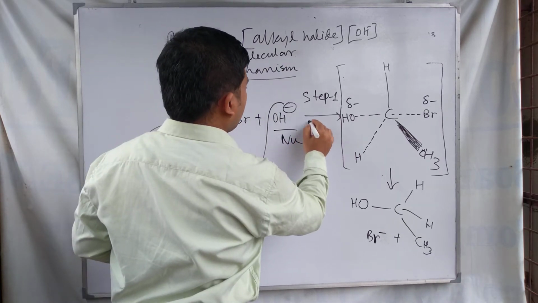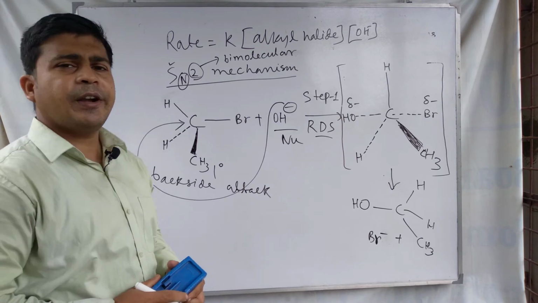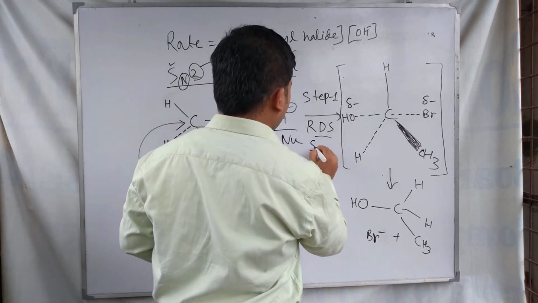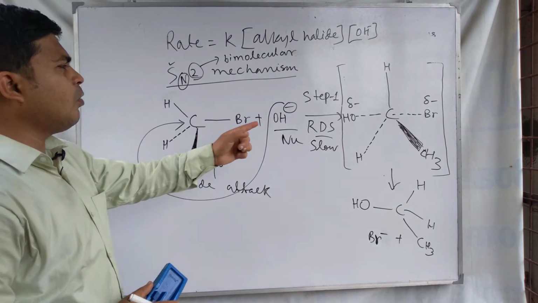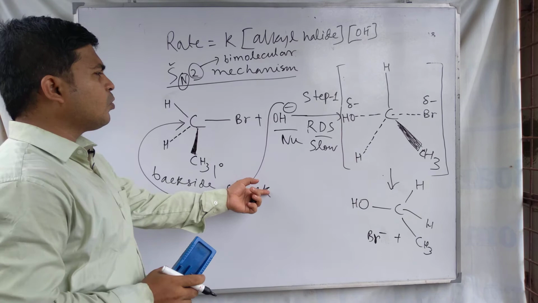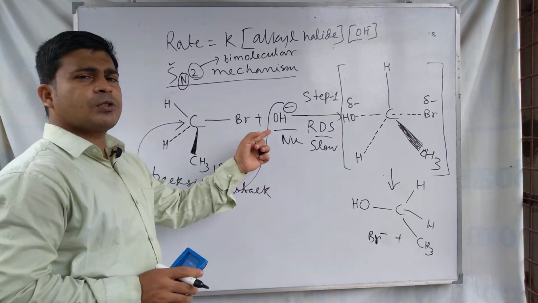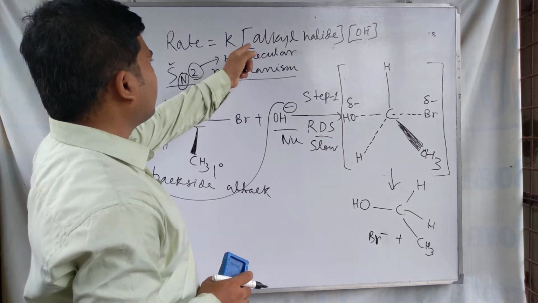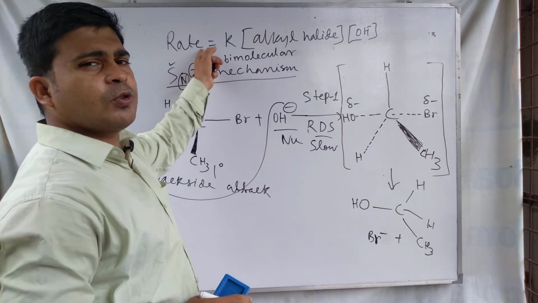This is the RDS. RDS means rate determining step. This is a slow step, and this one is called the RDS, rate determining step. In the slowest step of the reaction, two substances' concentrations are coming in the rate equation.